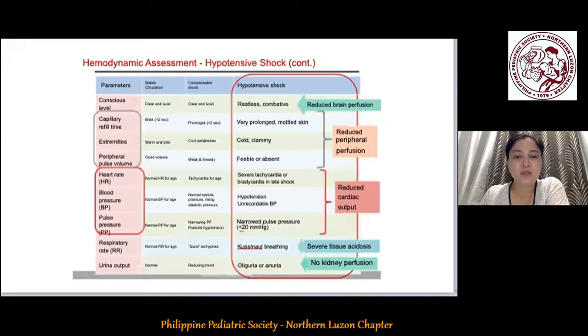This slide shows you the result of a patient in hypotensive shock. There is reduced brain perfusion, reduced peripheral perfusion, reduced cardiac output, and severe tissue acidosis. In short, the patient is in decompensated shock. And if this continues without any intervention, death eventually follows.